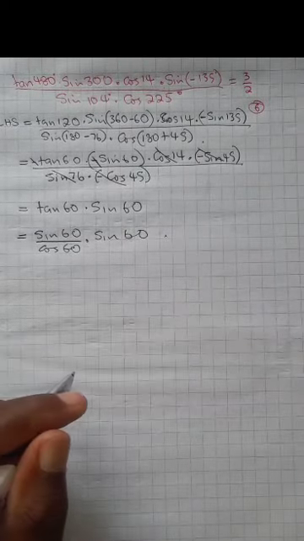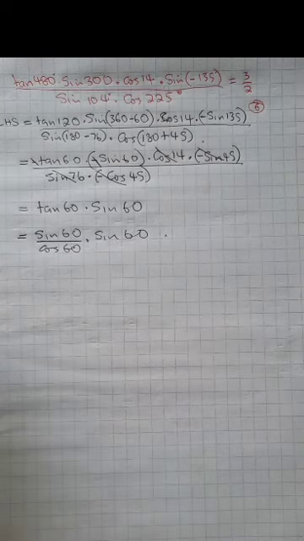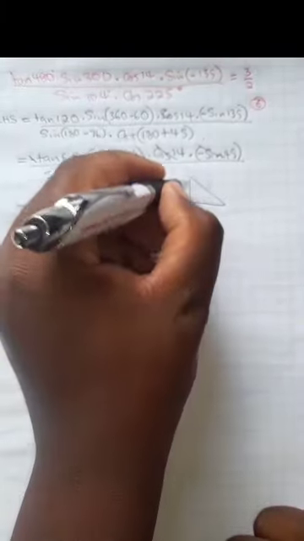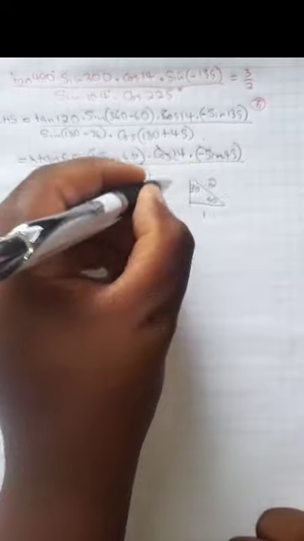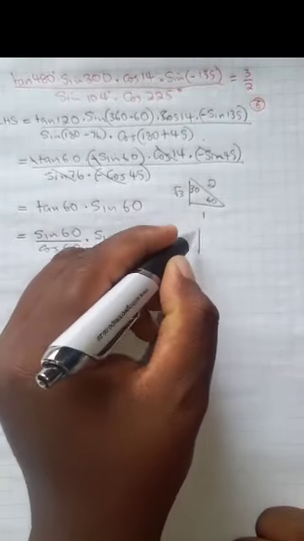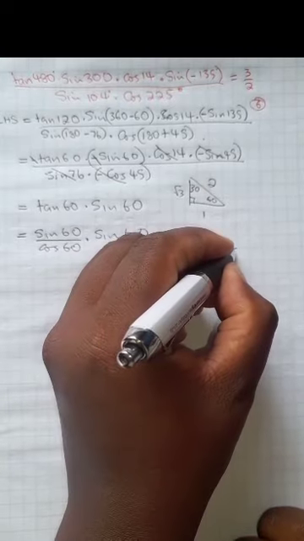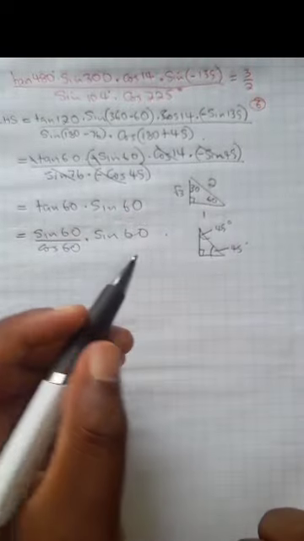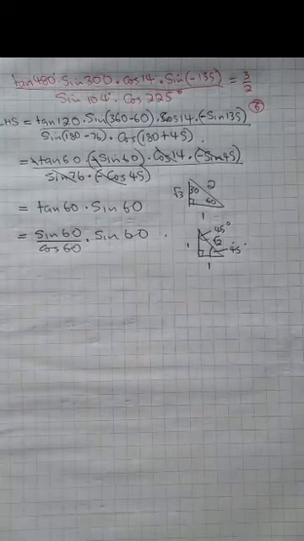And then remember your special triangles. There is a 30 here and a 60 there. There is a 1 here and a 2 and a root 3. We use these small triangles for special angles. We also have the isosceles one that has 45 degrees here and 45 degrees, 45, 45, 90 to make it 180. And this is 1, this is 1, and this is root 2 using Pythagoras theorem.